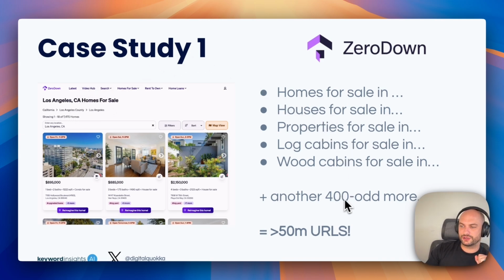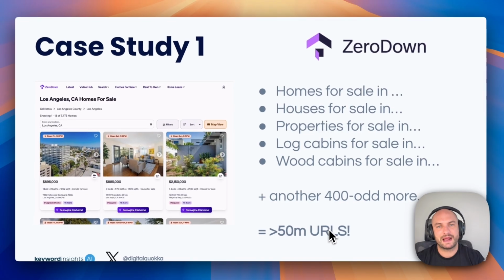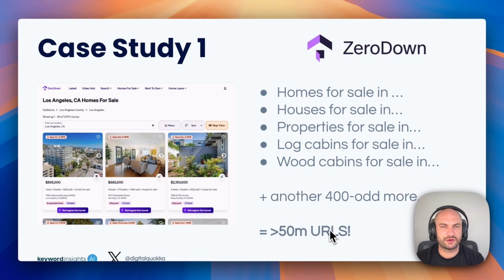And because they had 400 of these: homes, houses, properties, log cabins, wood cabins, 2-bed, 5-bed, 6-bed, 9-bed. When you start putting that with every state and every city and every neighborhood across America, their site was just humongous. In fact, it was about 50 million URLs big. And they got in contact because for a lot of their queries, they couldn't shift off of page 2. And for a lot of other queries, they just weren't getting indexed at all.